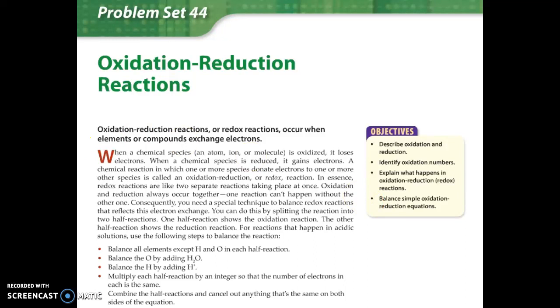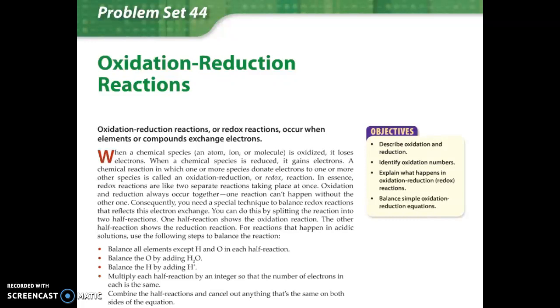Oxidation reduction reactions, or redox reactions, occur when elements or compounds exchange electrons. When a chemical species, so an atom, an ion, a molecule, is oxidized, it loses electrons. When a chemical species is reduced, it gains electrons. Remember, gaining electrons means the charge is more negative, so the charge was reduced. A chemical reaction in which one or more species donate electrons to one or more other species is called an oxidation reduction or redox reaction. In essence, redox reactions are like two separate reactions taking place at once.